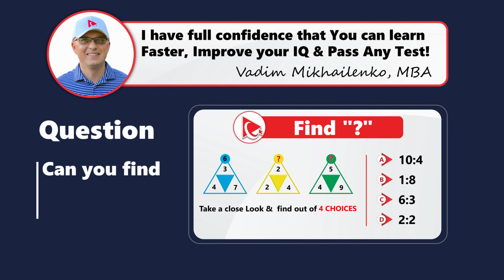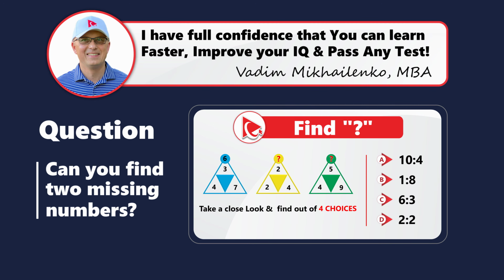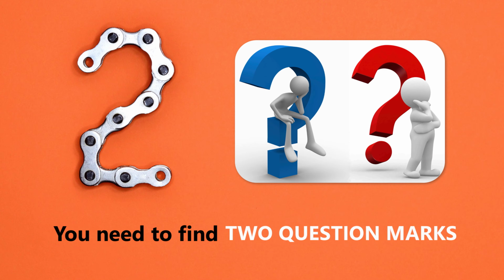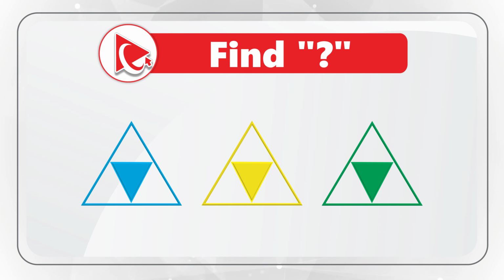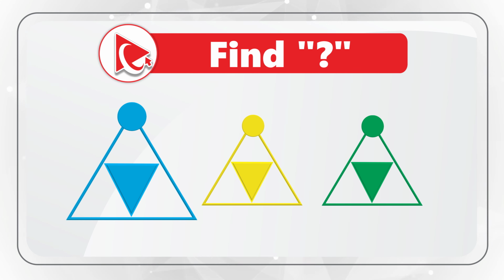Here's an absolutely phenomenal question, which is absolutely not obvious how to solve. Instead of one question mark, you need to find 2 question marks. You're presented with 3 triangles. All triangles have a circle on the top. Blue triangle has 3 numbers inside. Starting from the top, the numbers are 3, 7, and 4, and the number on the top is 6.